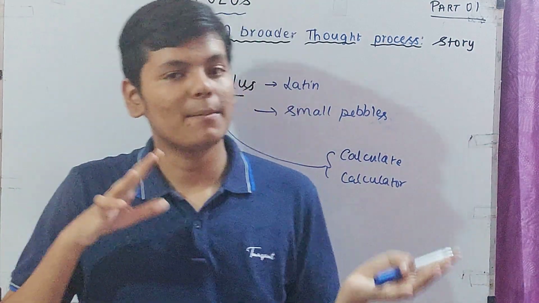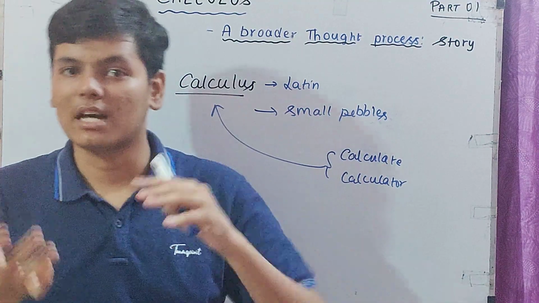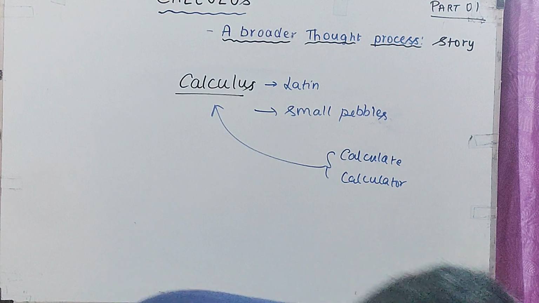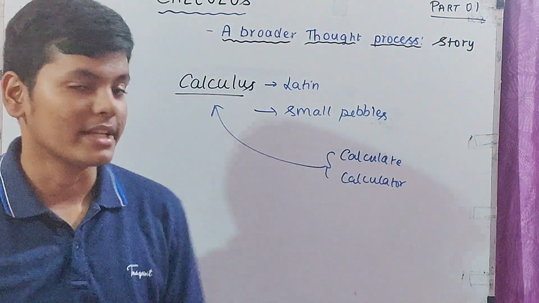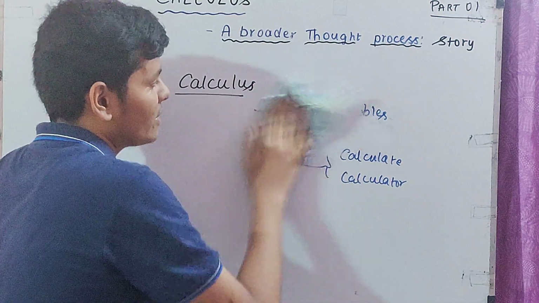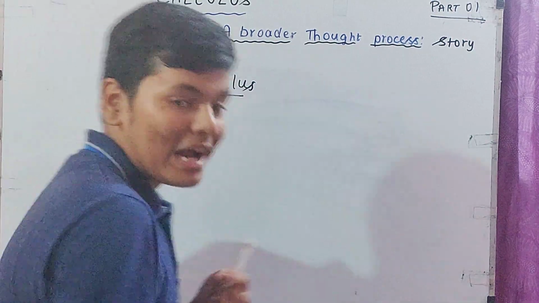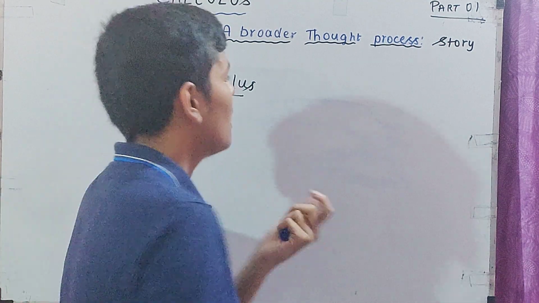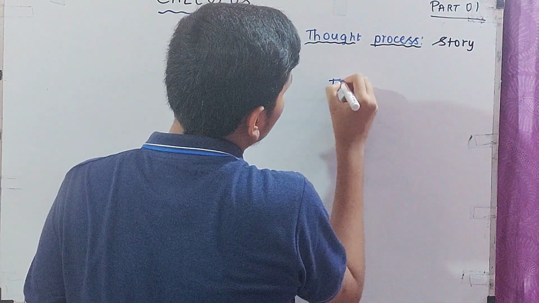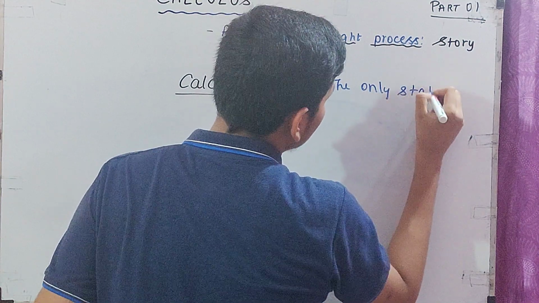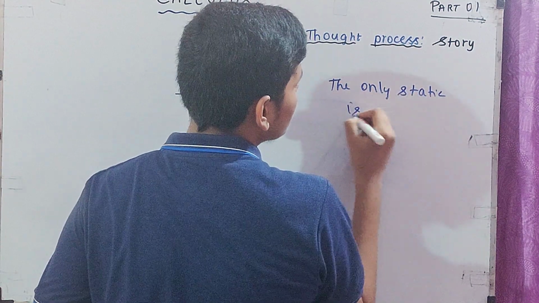Now we have been discussing what the branches of mathematics are. We have been discussing where calculus came from, the origin, but we haven't answered the question yet. The question is, what is calculus? What is the study of calculus? To understand the study of calculus, we have to understand one quote, and the quote is that the only static is the change.